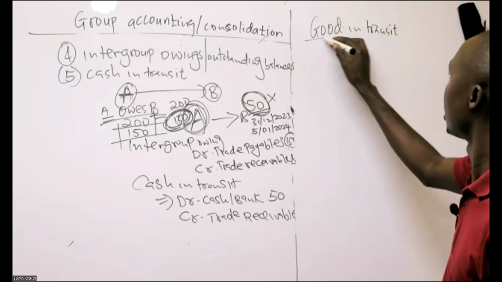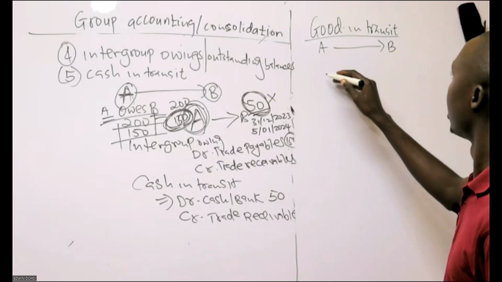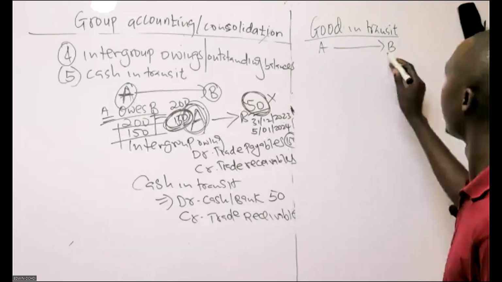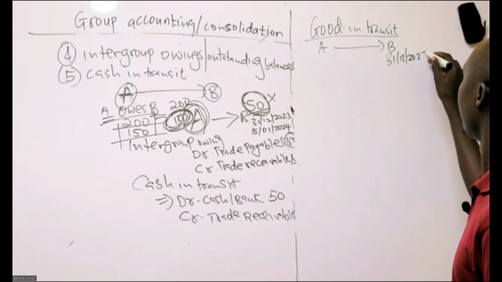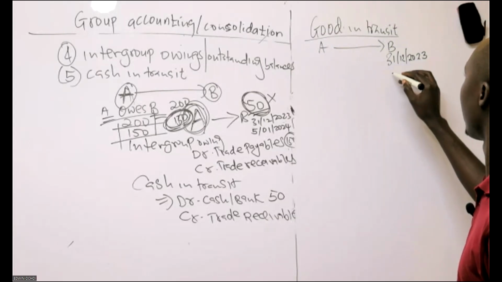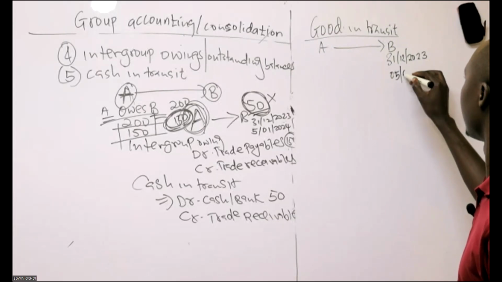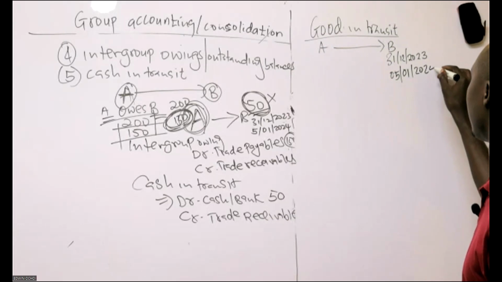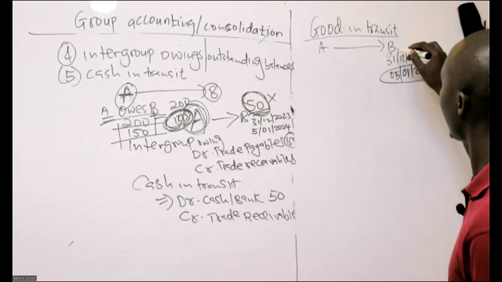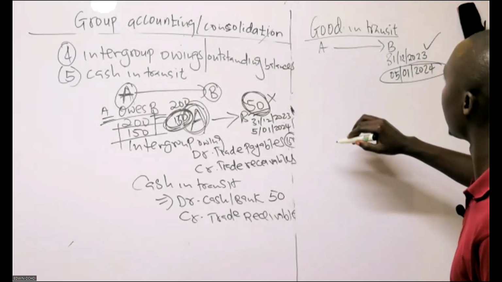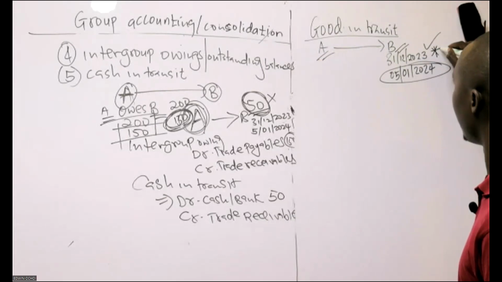So for the goods in transit, let's say these are the goods sold from A to B. So instead of the goods being received by 31st December 2023, they were received, let's say, on 5th January 2024. So meaning that they were received some few days after the end of the year. So at the end of the year, they were in transit from A to B. So these goods must be recorded as if they were received by the end of the year.